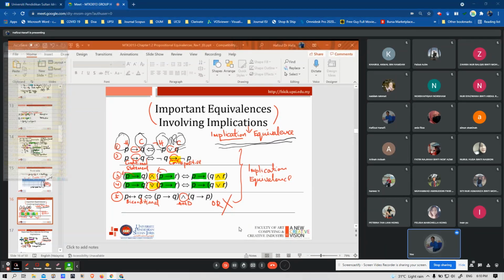And then we have the biconditional. For the biconditional, you must use conjunction. Bear in mind, disjunction, or, is prohibited for the biconditional. You must use the conjunctive.